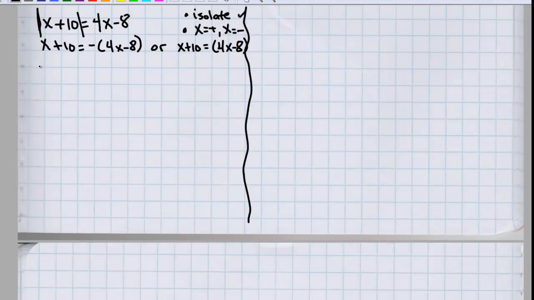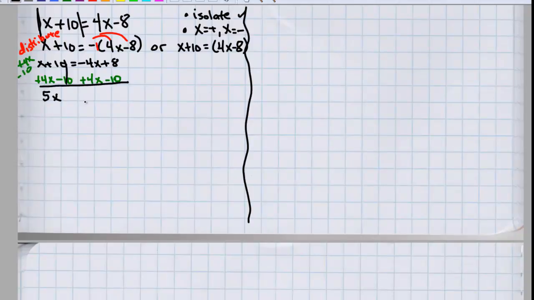So on the left-hand side, let's clean this up first. I do need to distribute a negative 1 to both terms. So we have x plus 10 is equal to negative 4x plus 8. So the first thing I wanted to do is distribute. Add 4x to both sides and subtract 10. So we have 5x is equal to negative 2. So x equals negative 2/5.